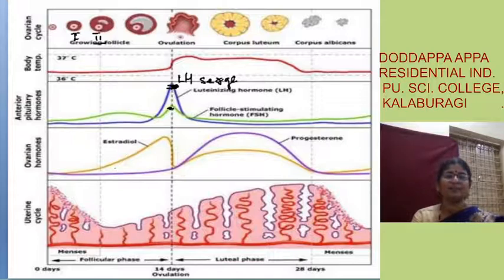And here the levels of estrogen and progesterone have been shown graphically. So up to the ovulation, that is the initial 14 days, the level of estrogen will increase because the Graafian follicles will be growing, and you know that the growing follicles will secrete estrogen, which is a female sex hormone. The amount of progesterone will be less.